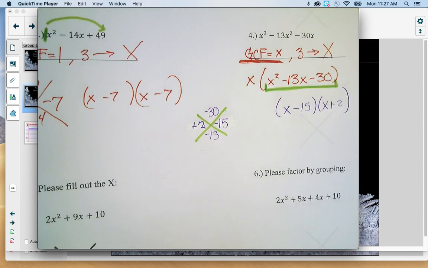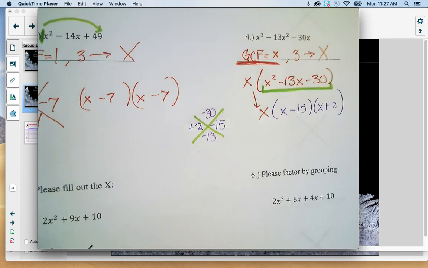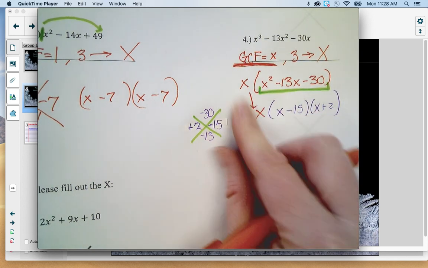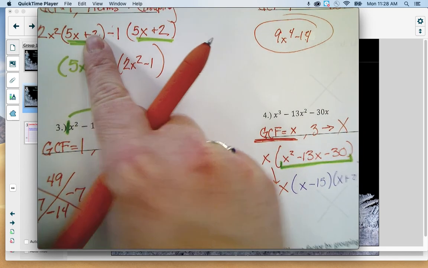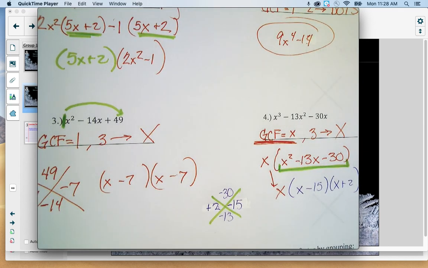Are we done there? What's the one thing we have to remember? Bring down that X. So just X, X minus 15, X plus 2. Because that was our GCF. We just can't lose the GCF. The GCF hangs out on every line. All right. Again, grouping. We could not do dots, our X method with a GCF.